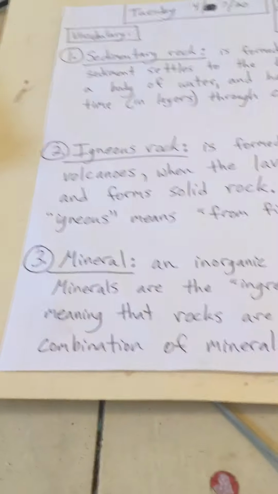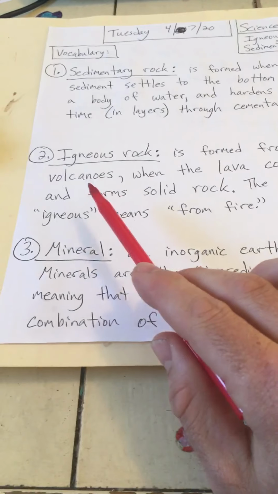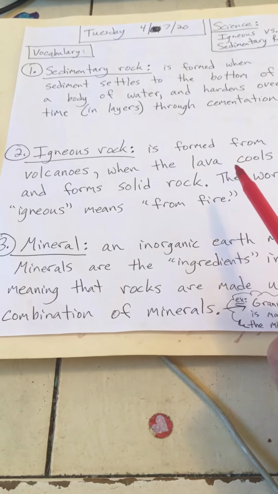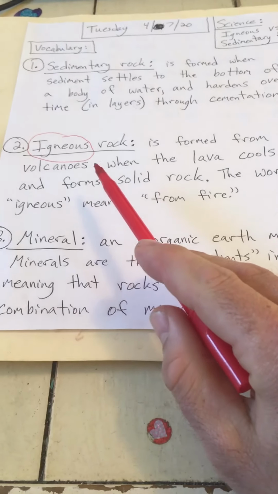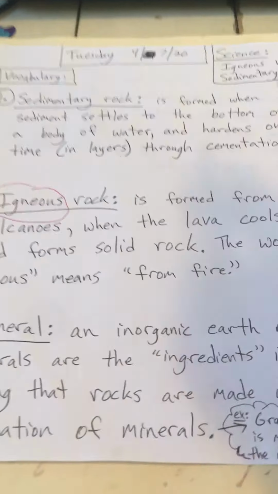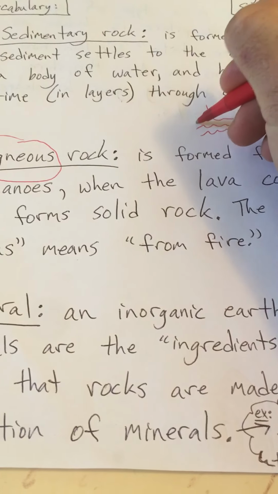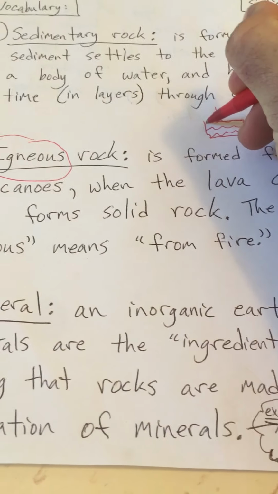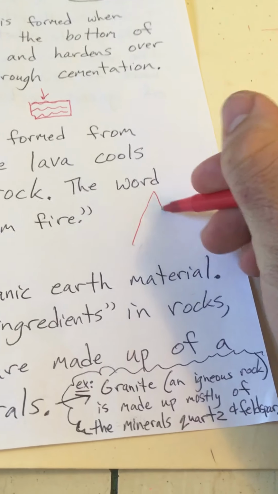Okay? Now, number 2, this is what we're learning about today, are igneous rocks. Igneous rock is formed from volcanoes when the lava cools and forms solid rock. The word igneous means from fire in Latin. So igneous means from fire. So igneous rocks are formed from volcanoes. Okay? So sedimentary rocks are formed through the settling of sediment, and it hardens, and over time forms a rock. This is the second type of rock called igneous rocks, and these are formed from volcanoes.